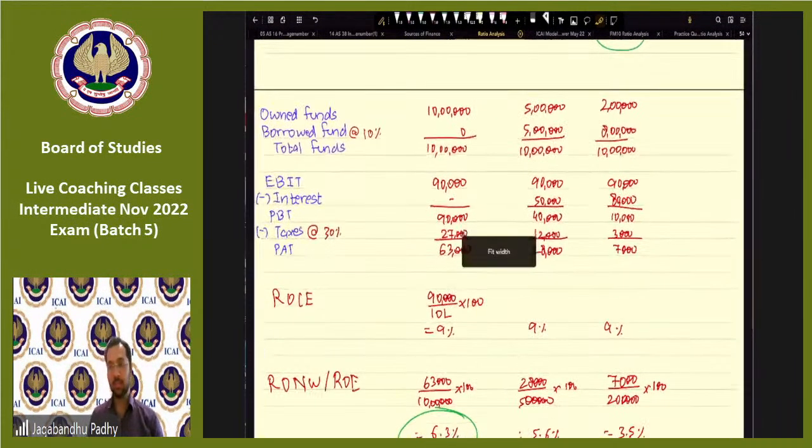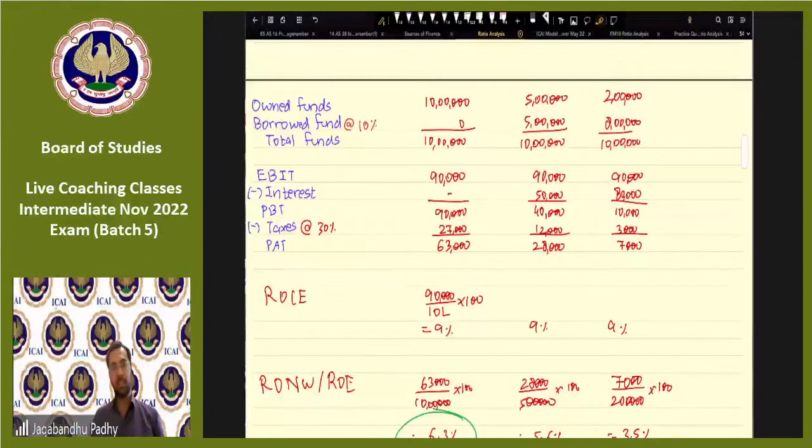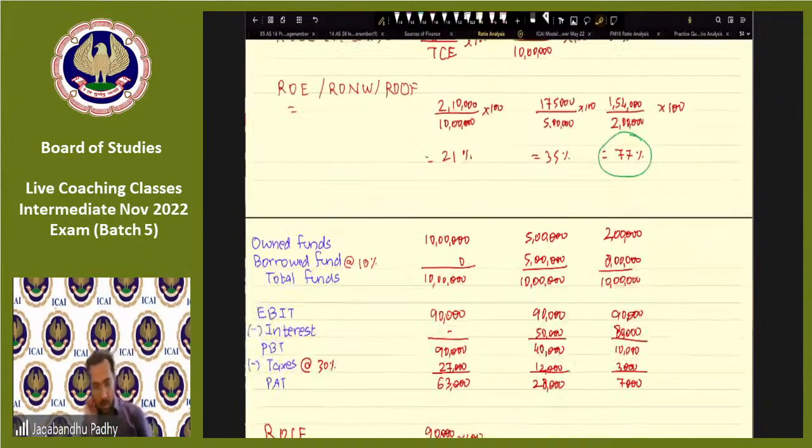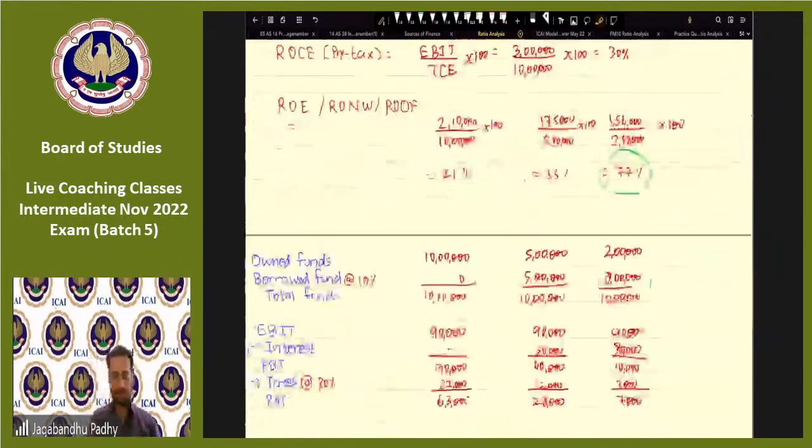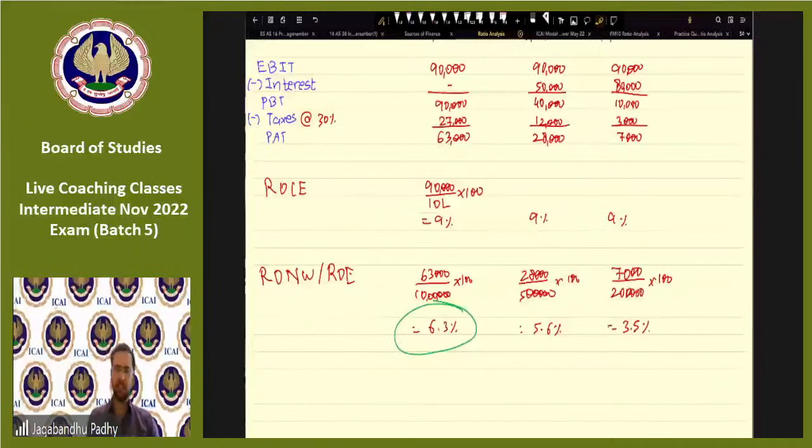Now, why is it the case? Why is it that in the first case we are having company R as the best one, and in the second case we have company P as the best one? Why is it happening? Can you tell me why is it happening? Let me tell you a very interesting thing over here.